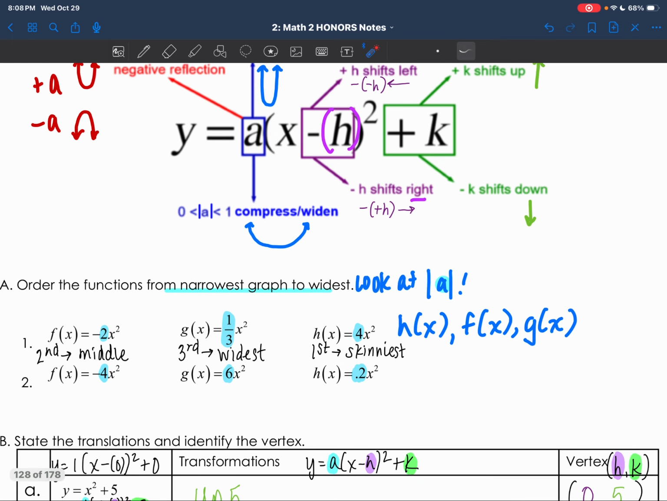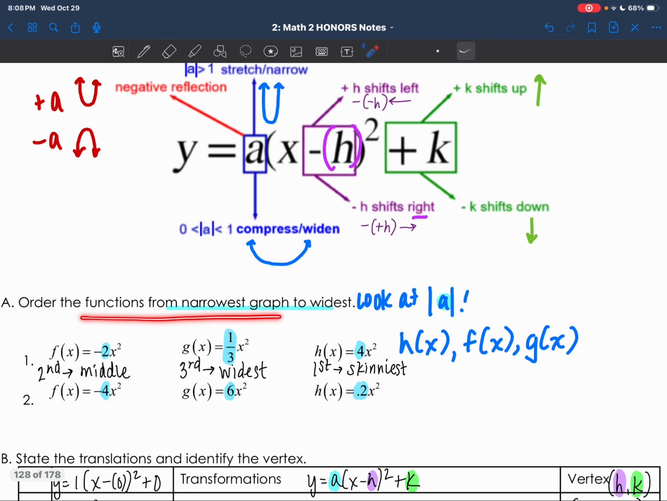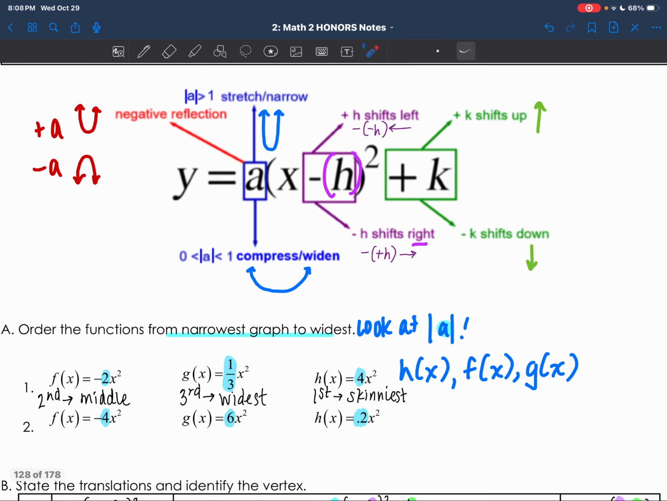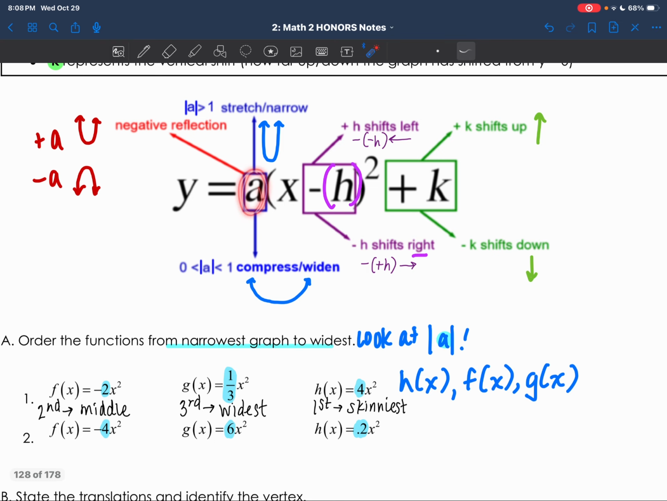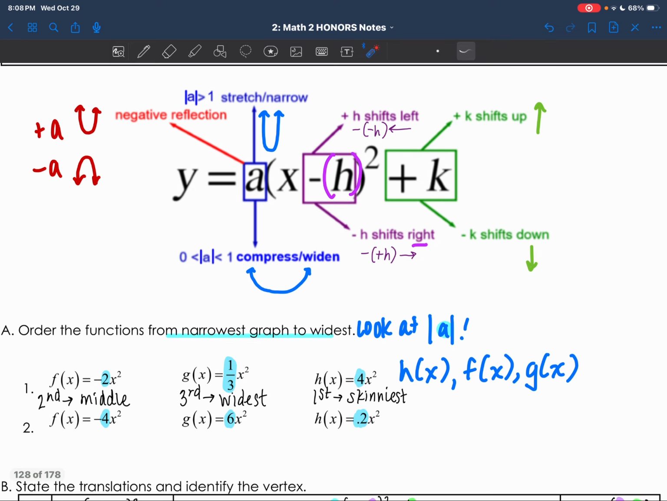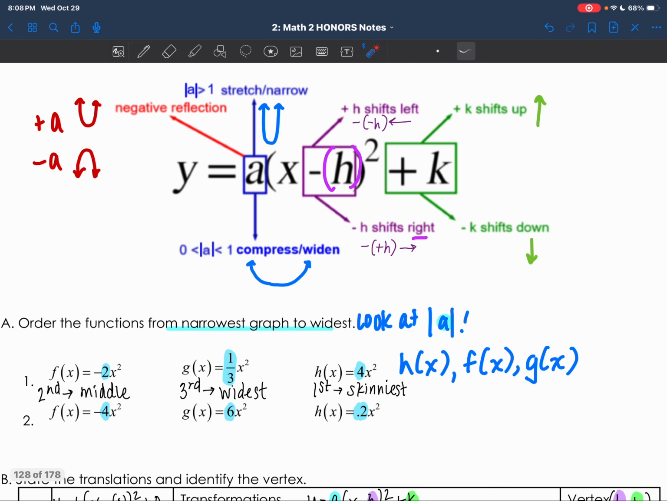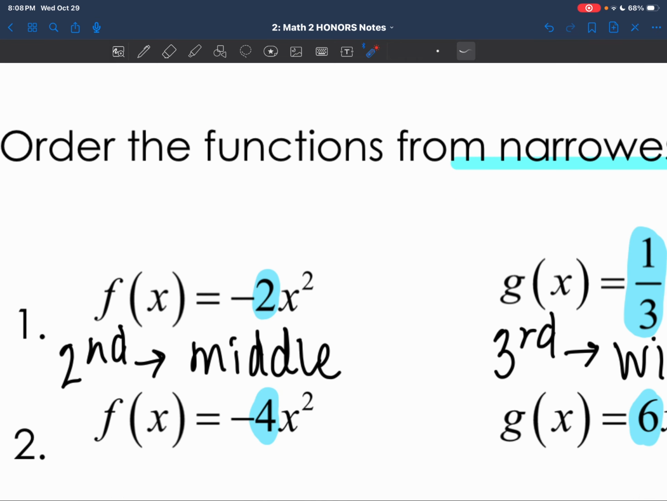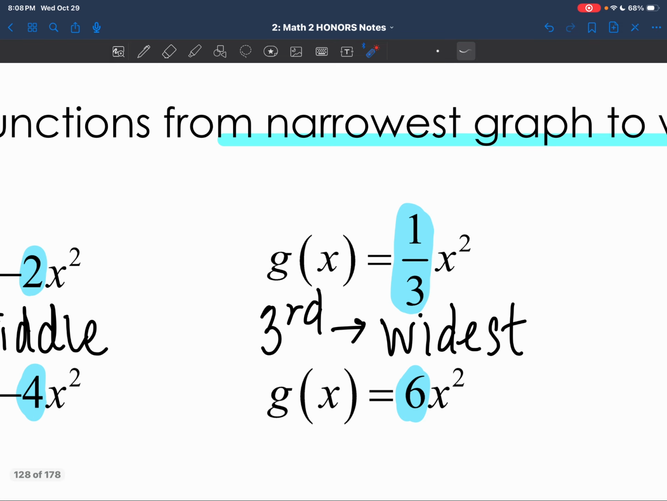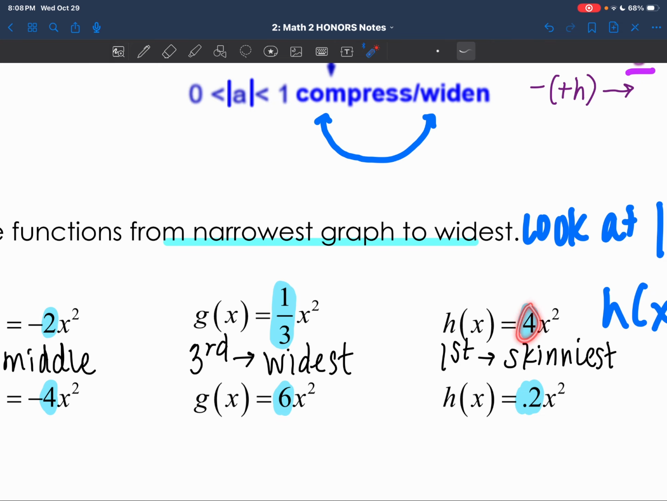So let's look here, and we want to order the functions from narrowest to the widest. So basically look at your a value, and that's going to tell you which one you're going to do. So for the first one, you're only looking at the absolute value because the negative just tells you if you're opening up or down, in this case down. So we're only looking at 2. So for the others, I've got a 1/3 and I've got a 4.